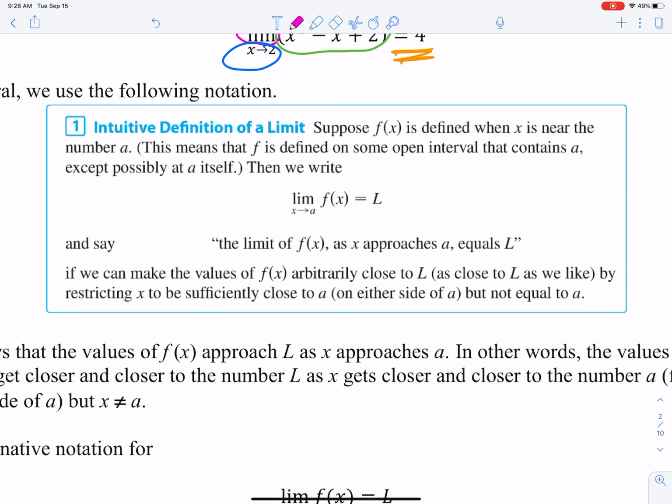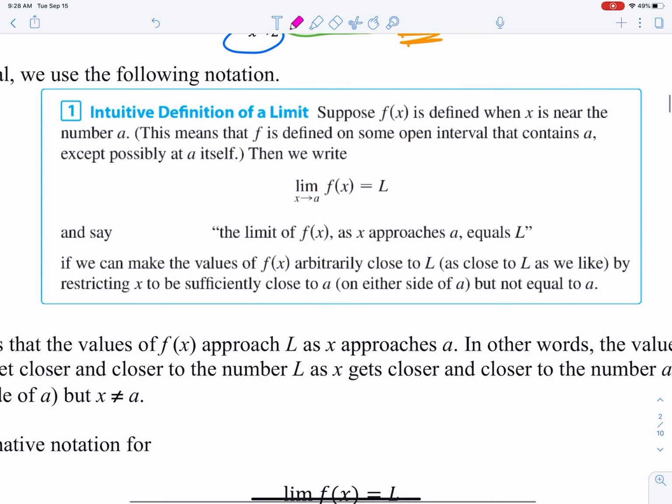So this is the intuitive definition of a limit. I love that word intuitive because the first time I saw this, I said, well, yeah, it's definitely not intuitive. It took a while for me to understand what was happening. But the more you go through this, the more sense it'll make.